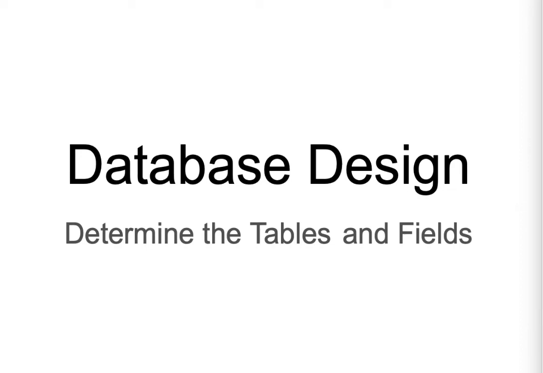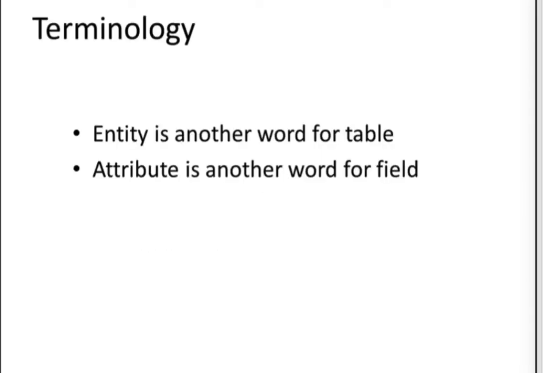This is the video of database design. Let's take a look at how to determine the tables and the fields. Firstly, some terminology. Entity is another word for table, and attribute is another word for field.